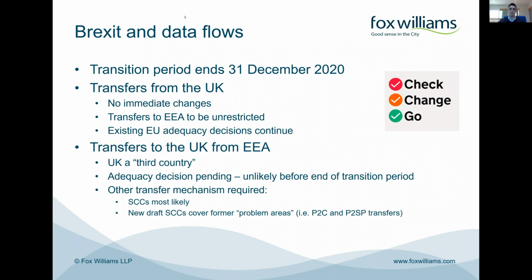If there's no deal, then there will be no adequacy, and the UK will be a third country. So in that scenario, as we discussed, the most straightforward solution for transfers coming from the EEA to the UK will be to put in place standard contractual clauses. You could do that now in the run-up to the end of the year, perhaps with a condition precedent that they will only kick in if there's a no-deal Brexit, or you could do it early in the new year if you want to wait and see how things turn out.